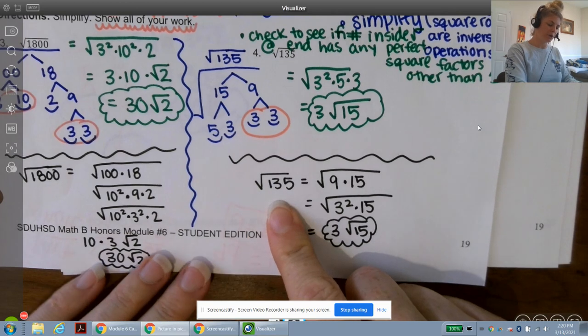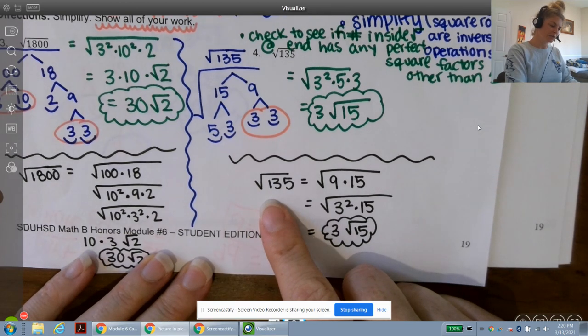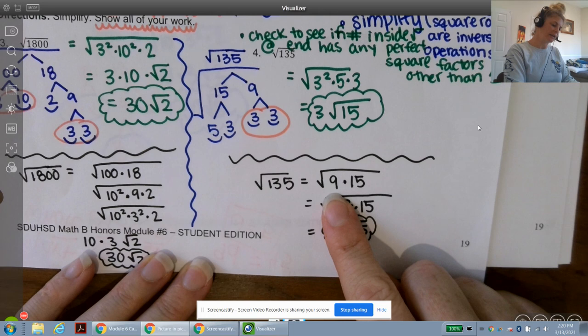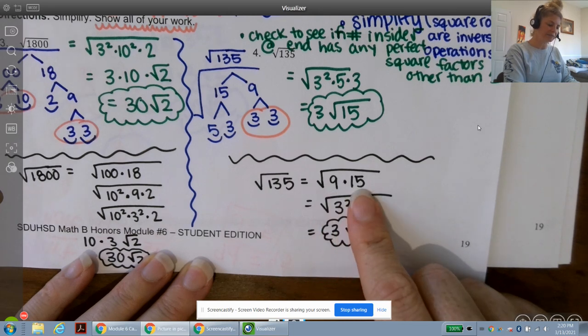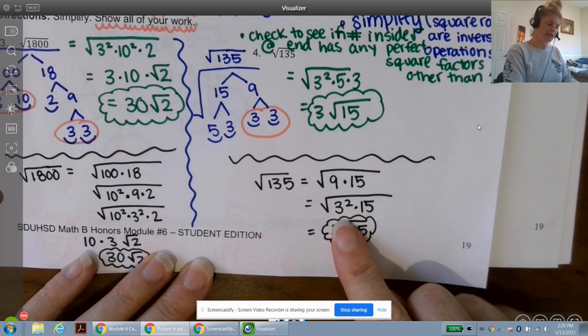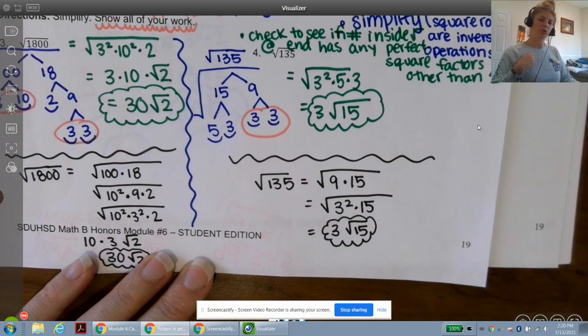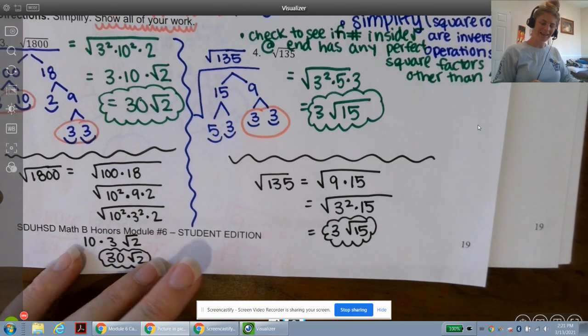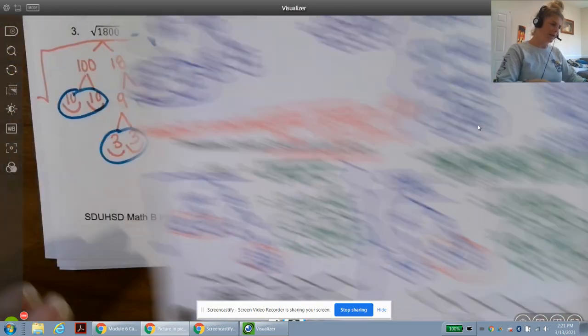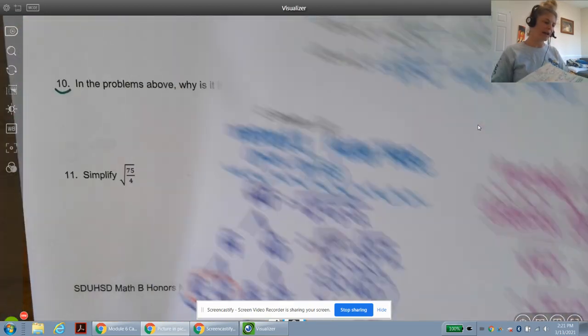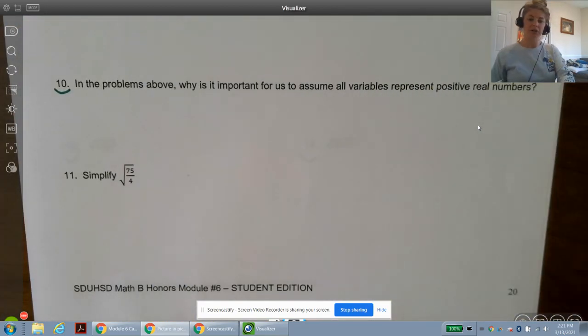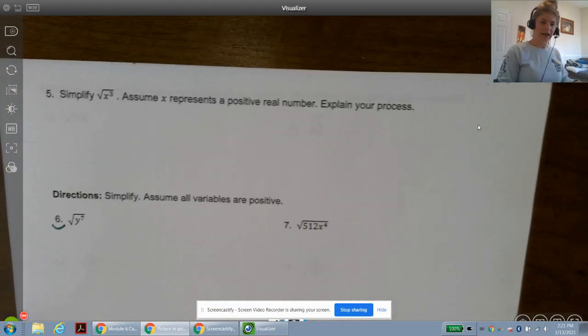If you're looking at this with perfect square factors, 135, I know 9 goes into that, 9 times 15, and then breaking up the 9 to 3 squared to pull that out, since squares and square roots are inverse operations, and you get 3 square root 15. Nice, let's keep going. And again, you probably want to have your list of perfect squares somewhere near you so you can keep looking at it.